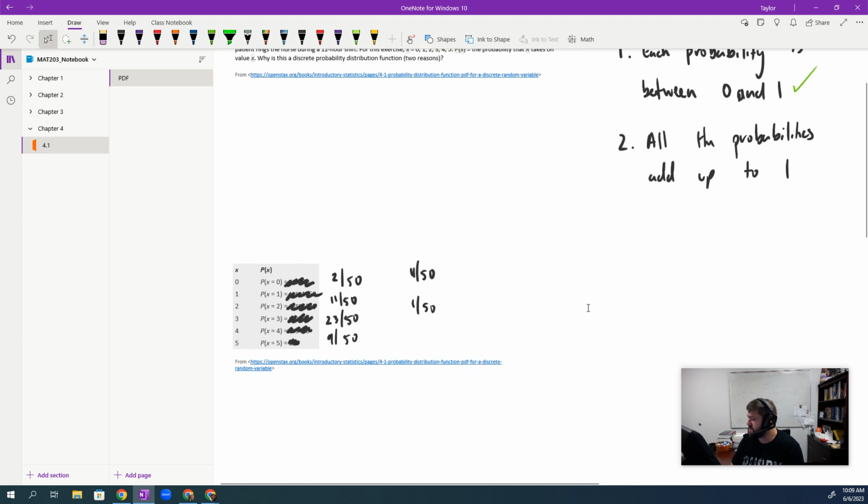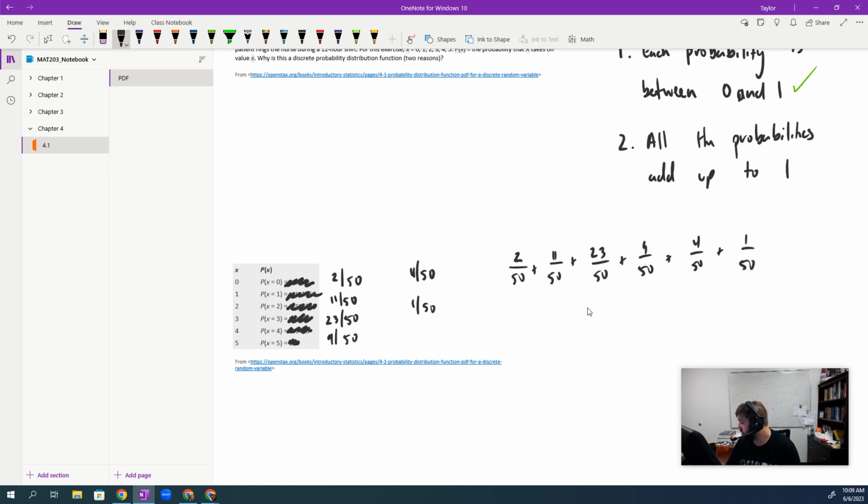Now, characteristic number 2. All the probabilities have to add up to 1. So if I do 2 out of 50 plus 11 out of 50 plus 23 out of 50 plus 9 out of 50 plus 4 out of 50 plus 1 out of 50. Let's see.